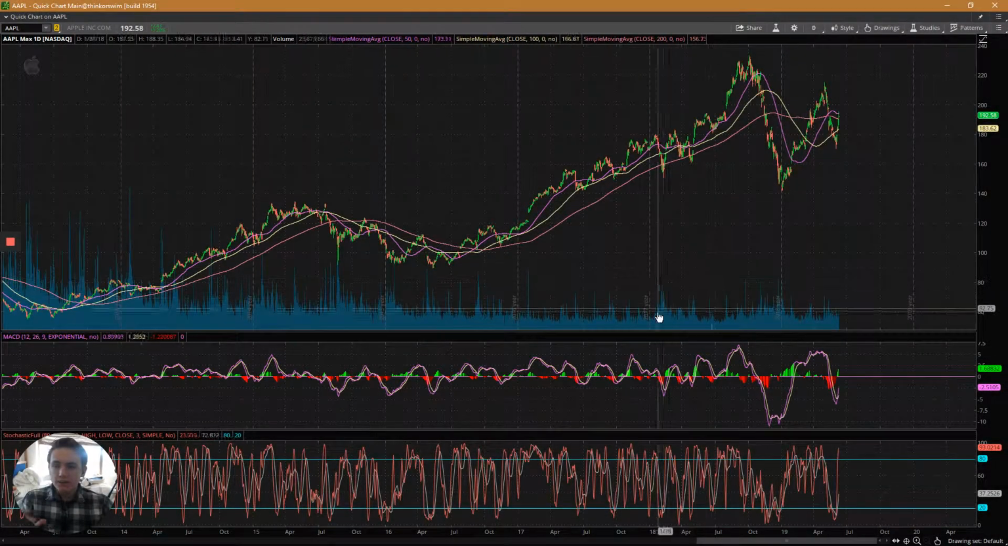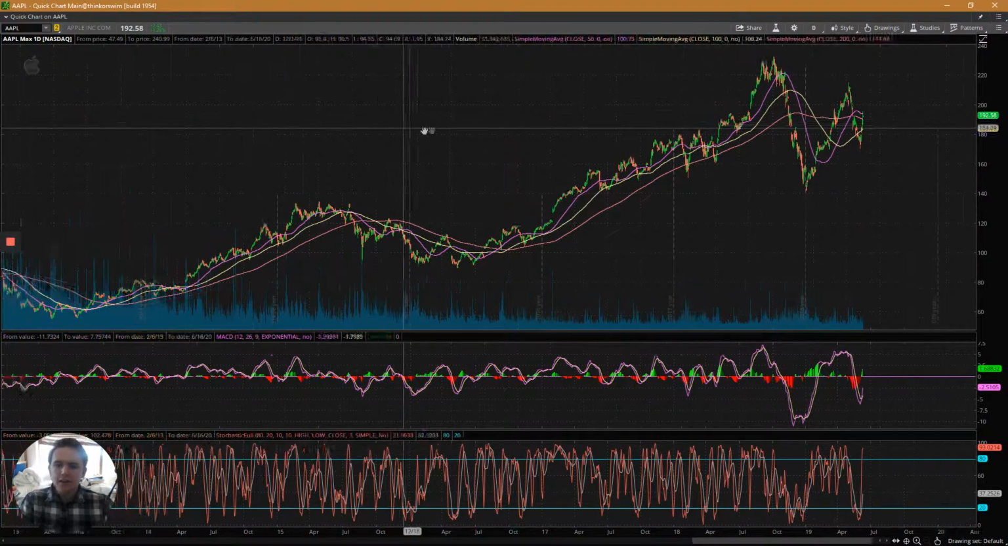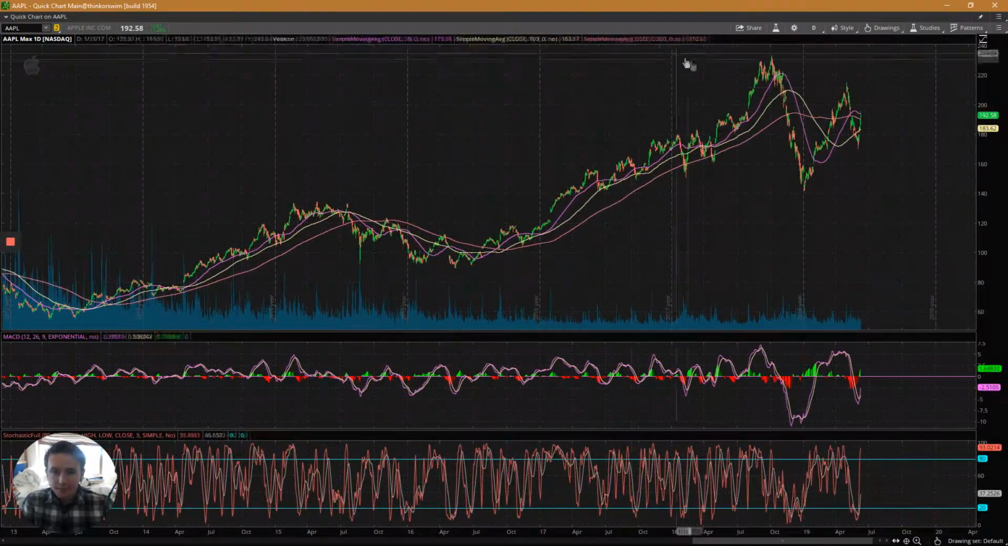So today we're going to start out on Thinkorswim. It's a product by TD Ameritrade. It's an absolutely amazing trading platform. I've used this thing for years. It's absolutely killer. We're on a daily chart here, and we're looking at Apple, right? Huge company. Everyone knows them. I'm going to start with a daily chart, and we'll zoom out as we go.